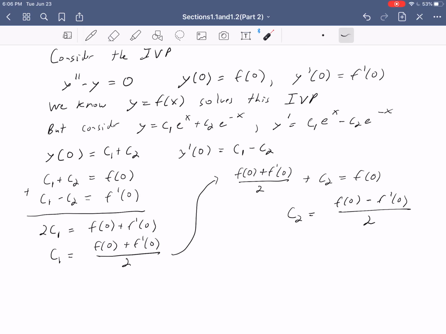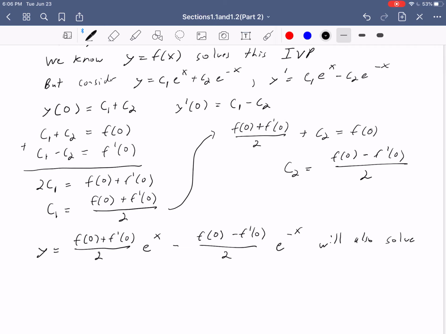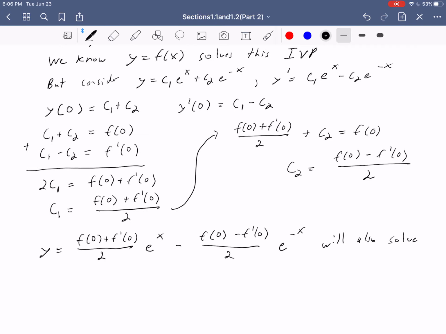So what does this tell us? Well, we know that something of this format will solve the differential equation, and if we choose the constants like this, it'll also satisfy the initial conditions. So what we've just figured out is that y equals f of 0 plus f prime at 0 over 2 times e to the x, minus f of 0 minus f prime at 0 over 2 times e to the negative x, will also solve the IVP. Okay, so we found two solutions to the IVP.